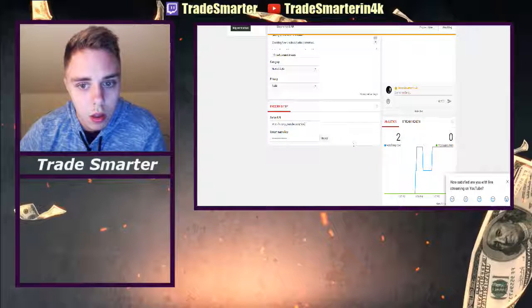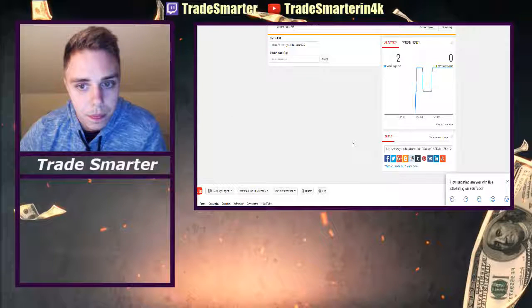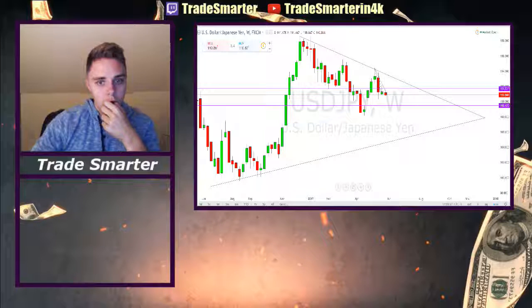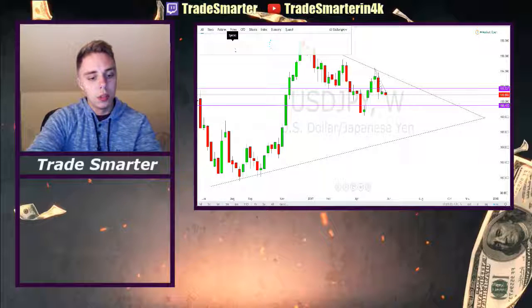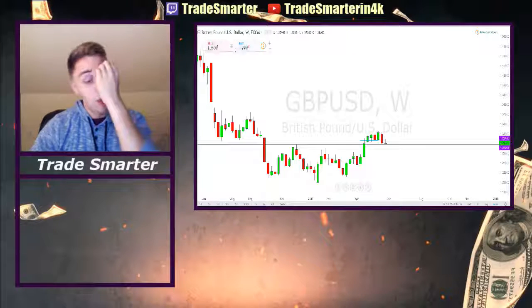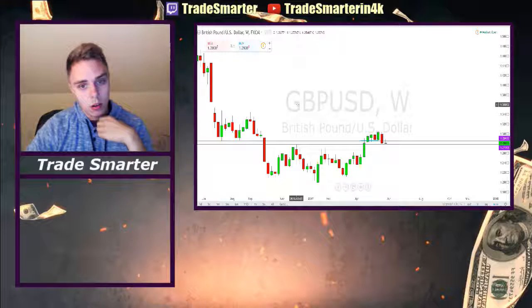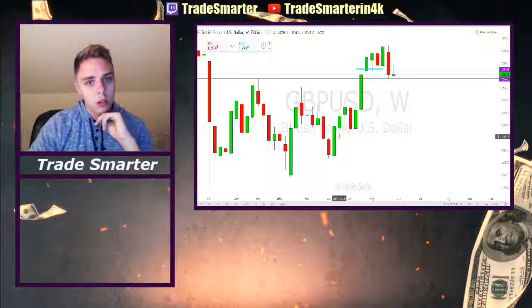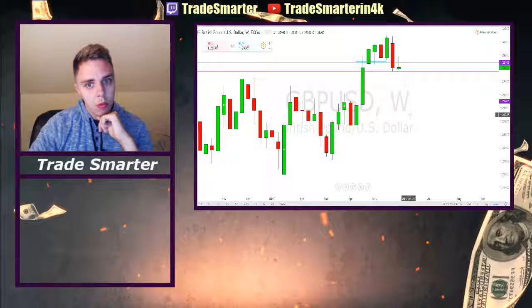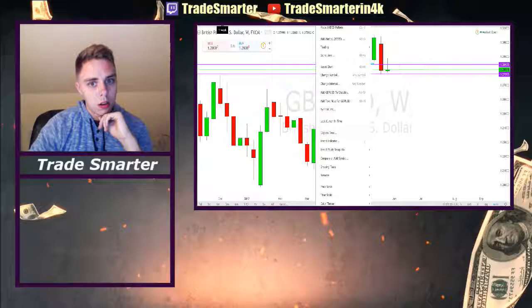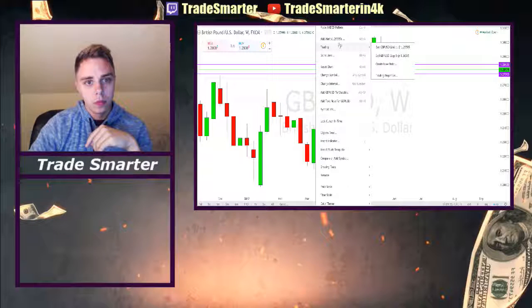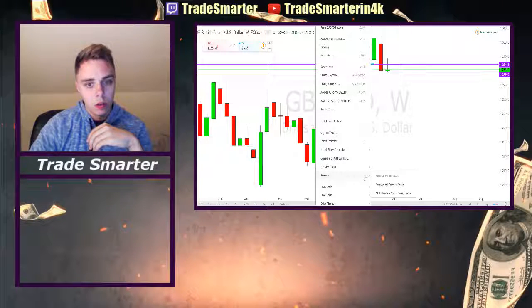Overall, I think I'm going to maybe look at one more. I'll look at GBP USD, which is the pound versus the dollar. I like to trade this one as well. Oh, this is actually, well, look at this. This just caught my eye. I'm gonna erase everything on here. Remove all drawing tools.